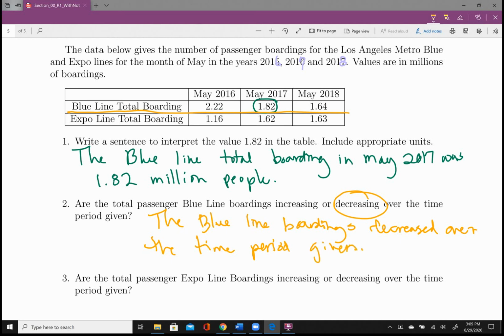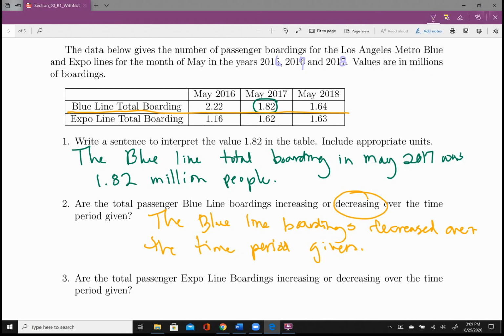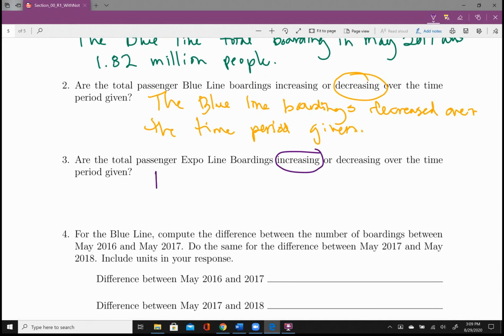Same question, but about the expo line. Let's go ahead and change the color to something wildly different like this purple. Okay, expo line. It looks like stuff is going up, right? So it's increasing. The expo line boardings increased over the time period given.